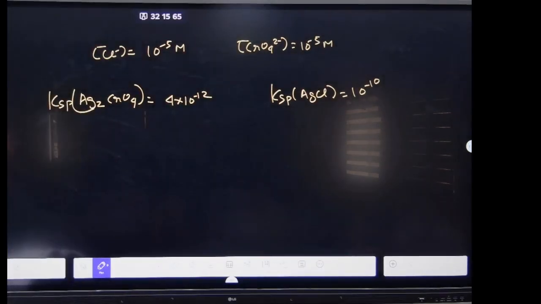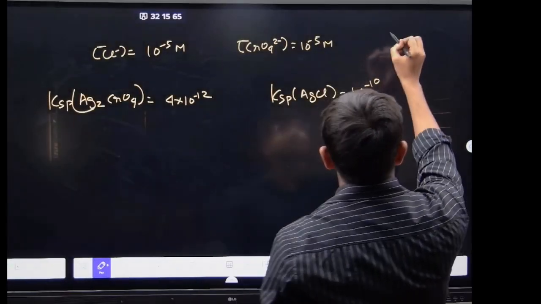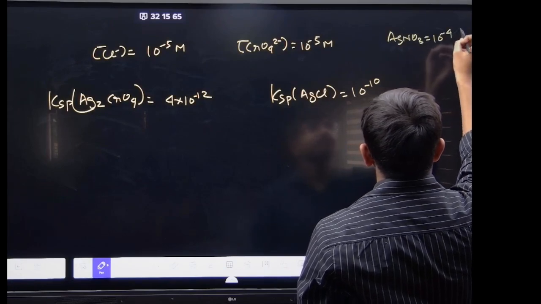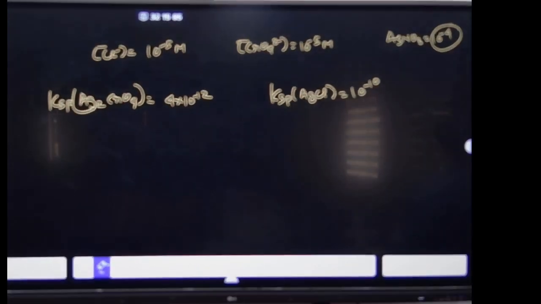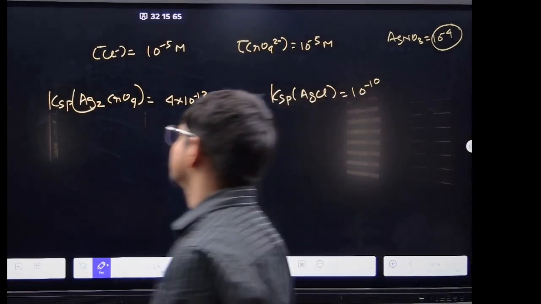Now see here, how to find which will precipitate first? Which will precipitate first? What are you treating it with? Silver nitrate is how much? 10 to the power minus 4. It is treated with 10 to the power minus 4 mole of this. This is fine. Now see how we will do the question.